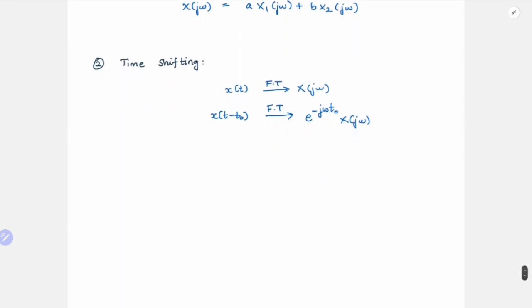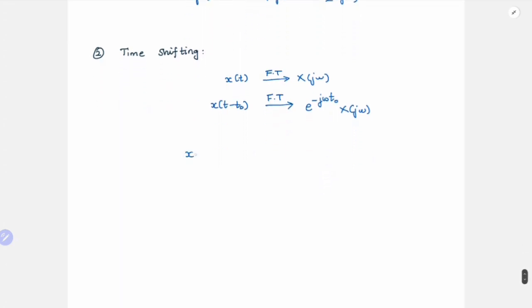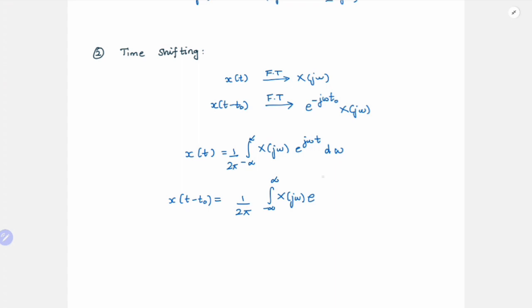Again, we'll see a quick derivation. So we'll use the inverse Fourier transform. So x of t is nothing but integral minus infinity to infinity, we have 1 by 2 pi factor x of j omega e power j omega t d omega, right? Now if we have x of t minus t naught, then we have to replace t with t minus t naught. And there is only one term here with t.